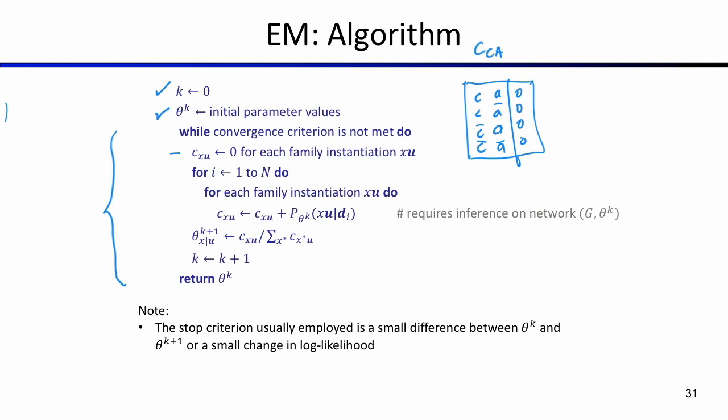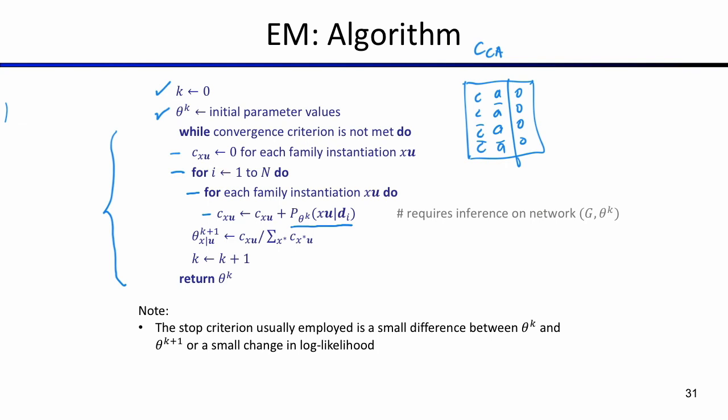So it's going to be a single pass. I'm going to go from 1 to n, n being the number of cases that we have in the training set. And again, we're going to do this for each family instantiation xu that we have in the Bayesian network. Now we're going to update the counts by summing this conditional probability, that is basically the probability of the completion of each case. So we're going to use the parameters that we already have in the Bayesian network in order to compute this, and we have discussed how to do this in the previous slides.